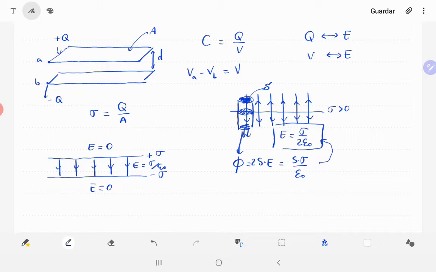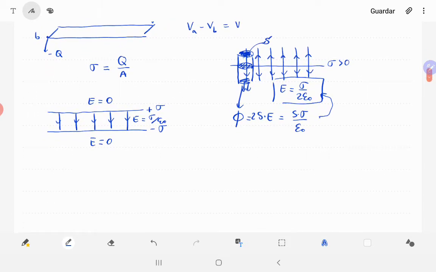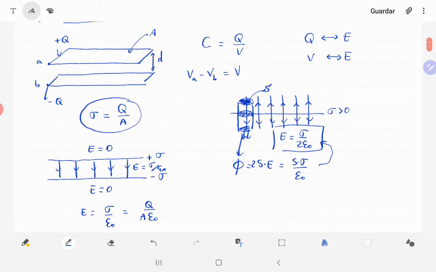Okay, so now we know there is a relationship between the electrical field and the total charge, because we know the electrical field is sigma divided by epsilon sub 0, which is Q divided by A epsilon sub 0, because we've used this expression here. So this is our first connection here, and now we're going to focus on how the potential difference between plates is going to relate to the electrical field.